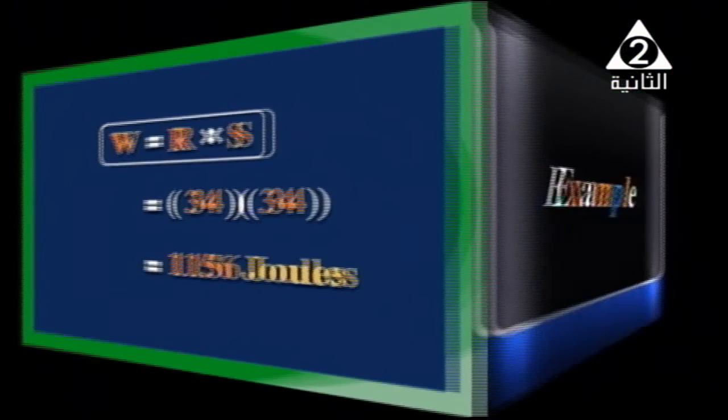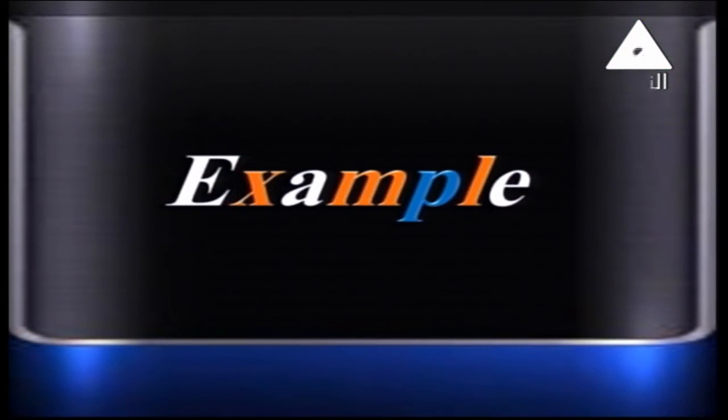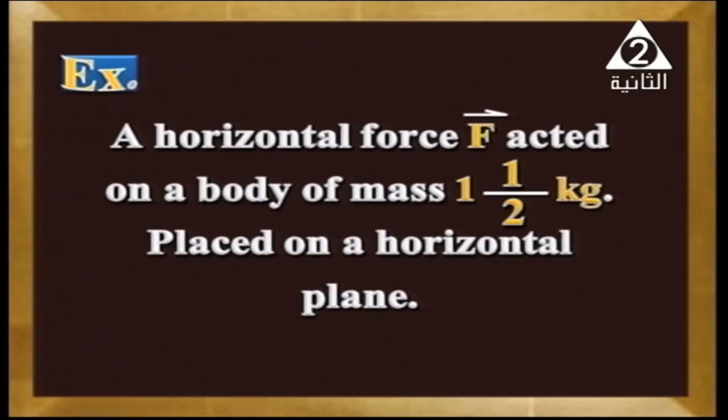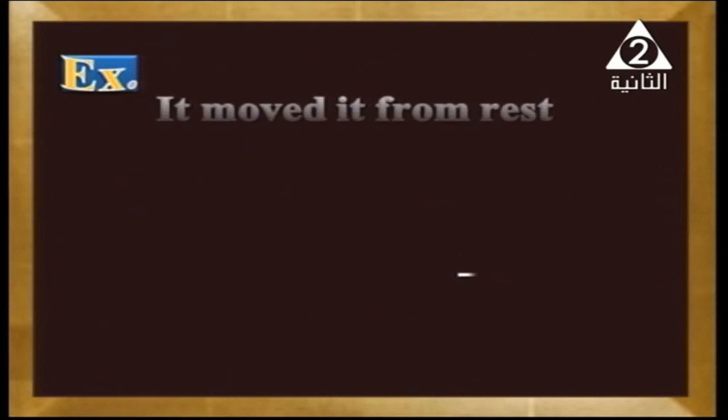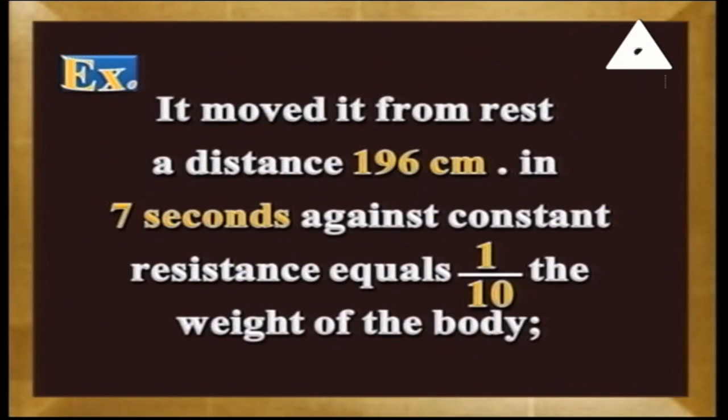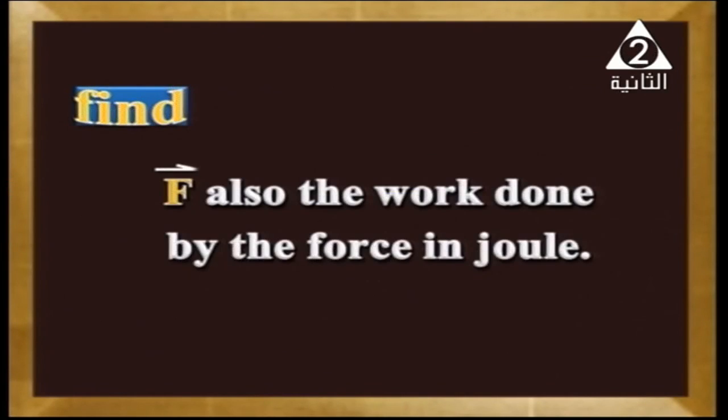Now we are translate to another example. Horizontal force F act on a body of mass 1.5 kilogram placed on horizontal plane. It moved from rest a distance 196 centimeter in 7 seconds against constant resistance equals 1/10 the weight of the body. Find the force F, also the work done by the force in joule.